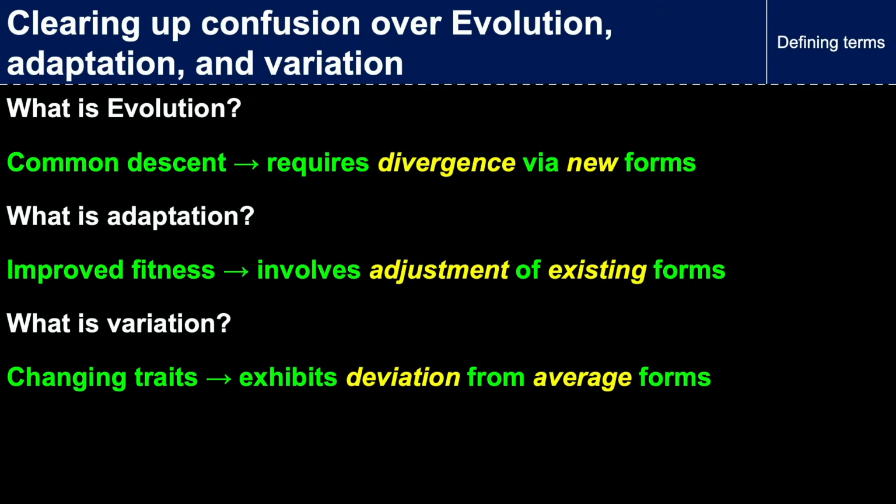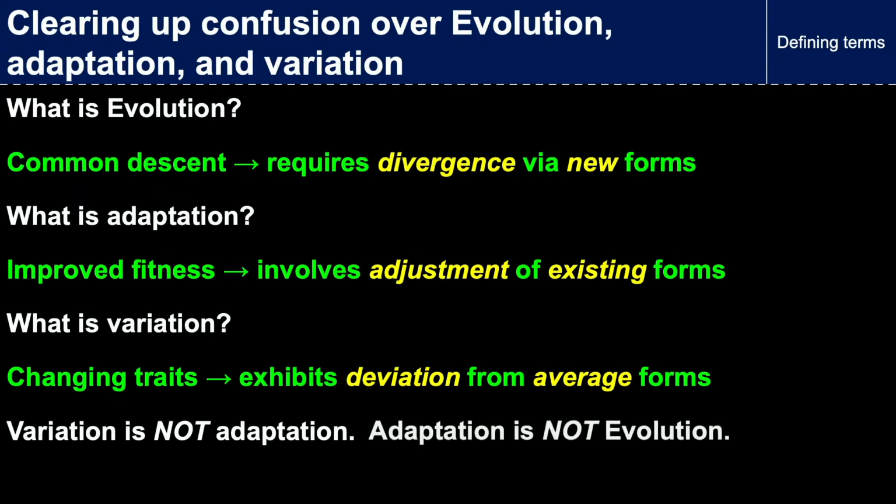What's important to know about these terms is the following. First of all, variation is not adaptation because variation is just change from the norm. It could be maladaptive, it could be adaptive, it could be helpful, it could be harmful. It's just change. It's just variation. It's not adaptation. Furthermore, adaptation is not evolution. Evolution requires common descent. So just because something is changing to fit its environment better doesn't mean it's evolving.